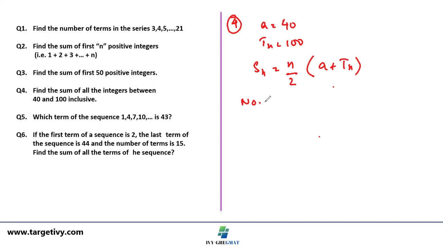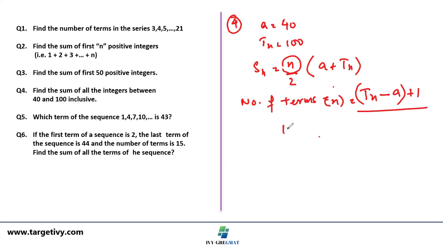The number of terms, n, which is unknown here, is equal to Tn minus a plus 1. This is the formula for the total number of terms. So 100 minus 40 plus 1, which is 60 plus 1, is equal to 61. This is what we found out. Let's fix it in the formula.